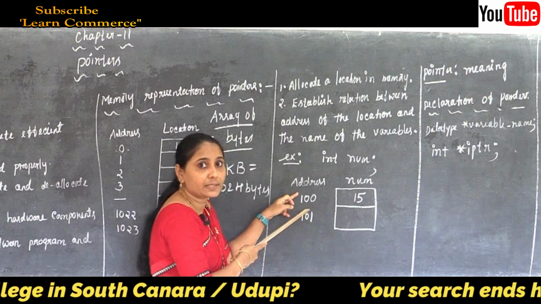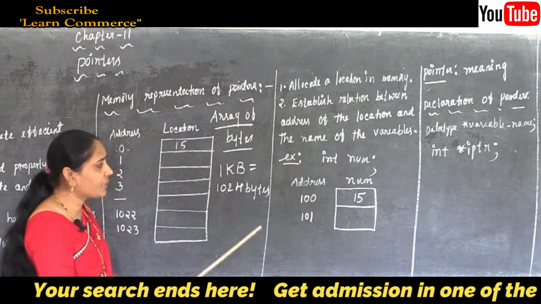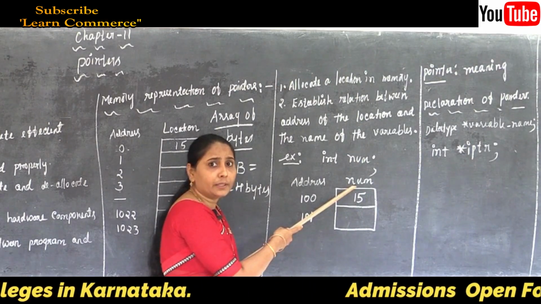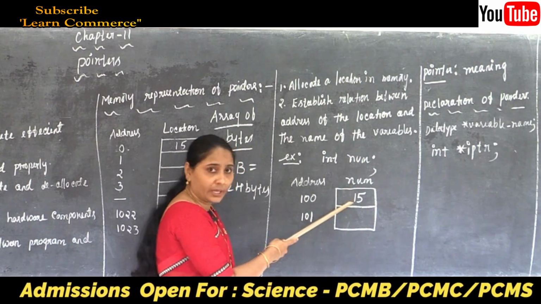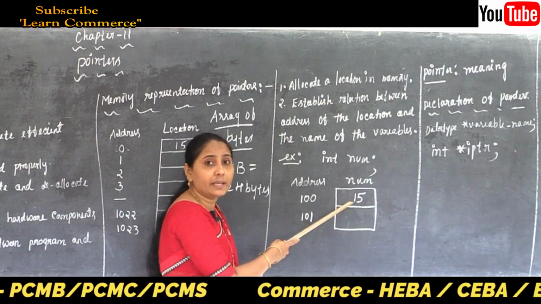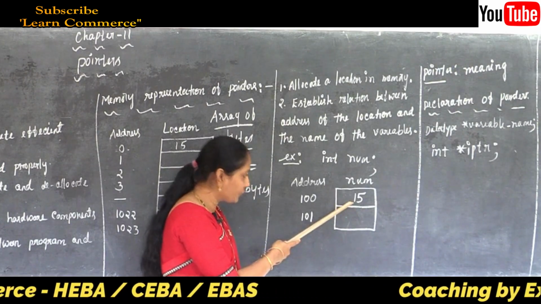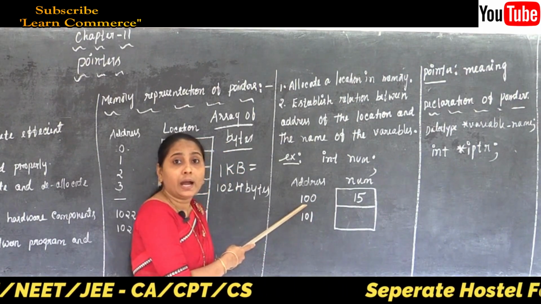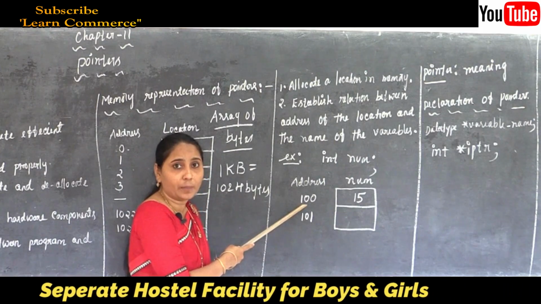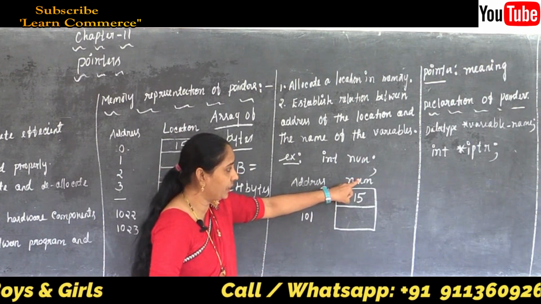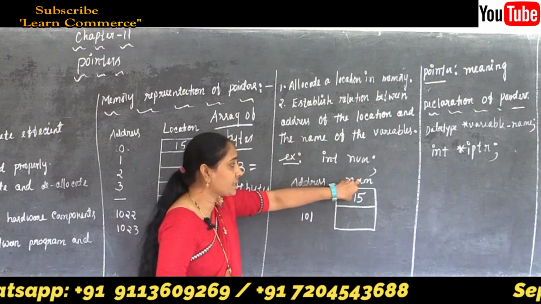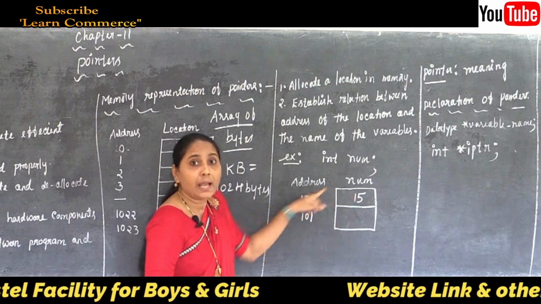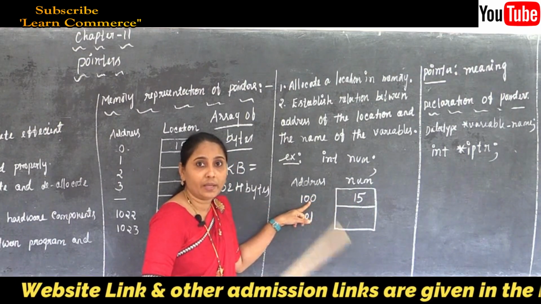So here, first of all, what is the name of the variable? The name of the variable is num, and it stores the value 15. Later we can say that the address of num is 100. Clear this point here? The address of num is 100. This is the name of the variable, and in memory space we stored the value 15 for the variable num, and 100 is the address of the variable num.